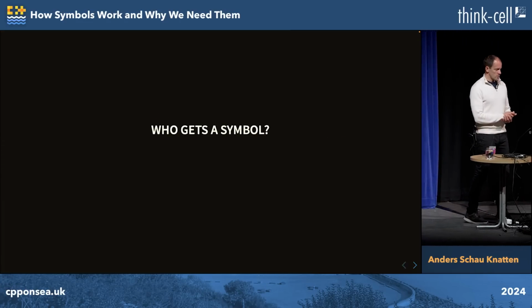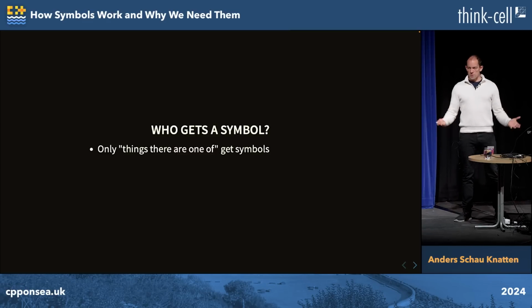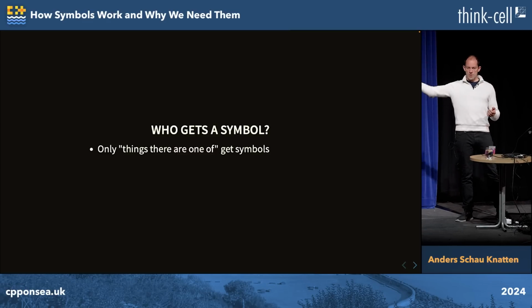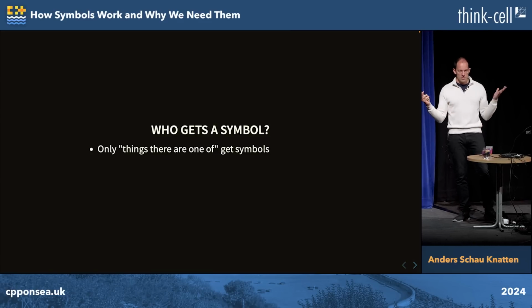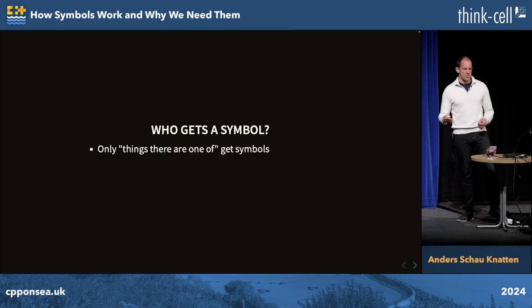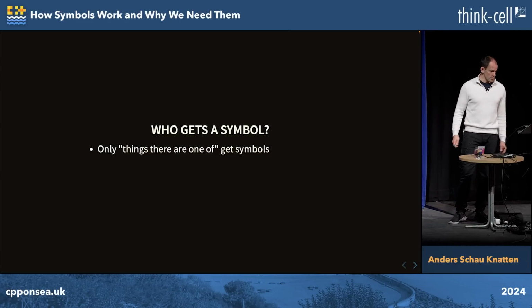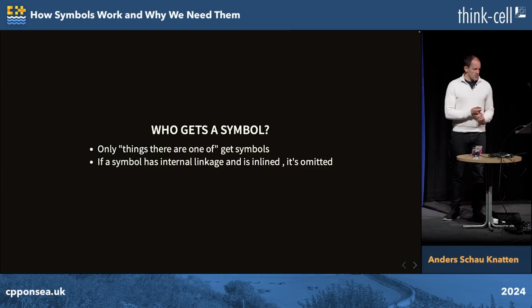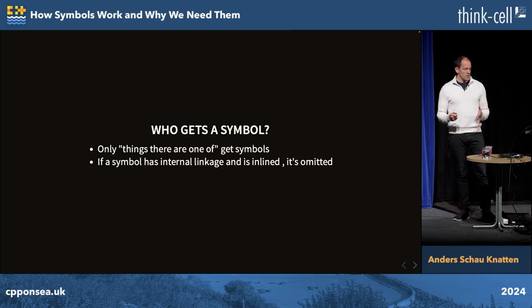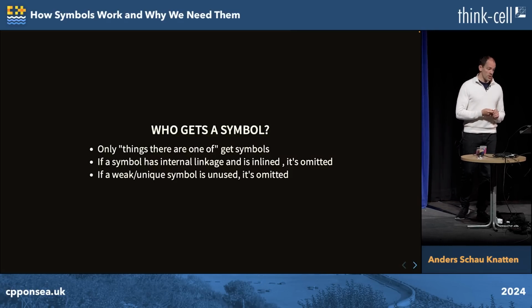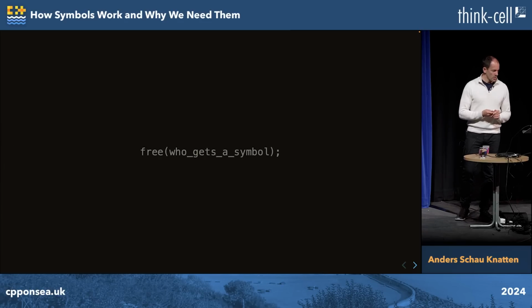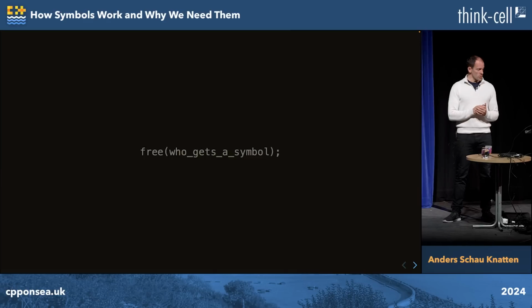So to summarize, who gets a symbol? Only things there are one of. Things you need to find the single thing of, like a global variable, a function, and so on, have a symbol. Local variables and stuff, you don't need symbols because they are just on the stack or on the heap, or you have a pointer or the top of the stack or whatnot. If a symbol has internal linkage and is inlined, it's omitted. You don't even make code for it because it's internal, no one else can link to it anyway. And if a weak or unique symbol is unused, it's also omitted. And that's it for who gets a symbol.